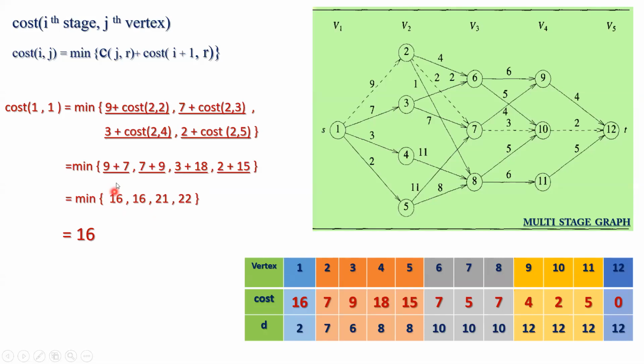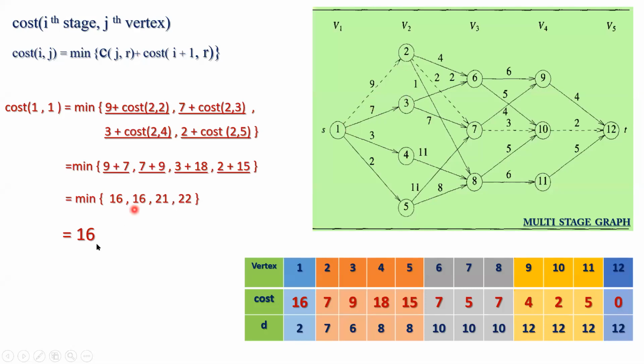Which is the first option? Here is the first option. The first option is the cost of vertex 2 from stage 2. You can also choose vertex 3 from stage 2 because it also has 16, no issues at all. But for the time being, we shall consider vertex 2 from stage 2 because this is also giving us the minimum.